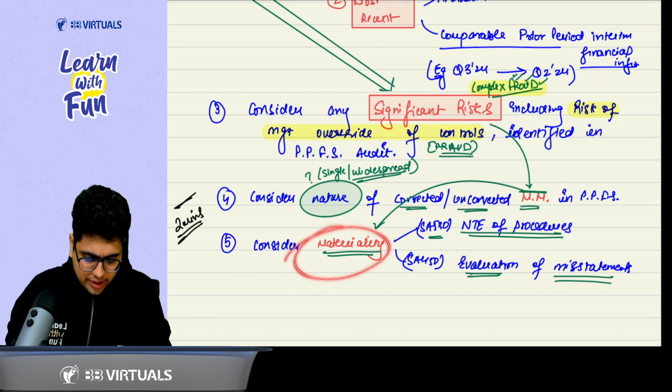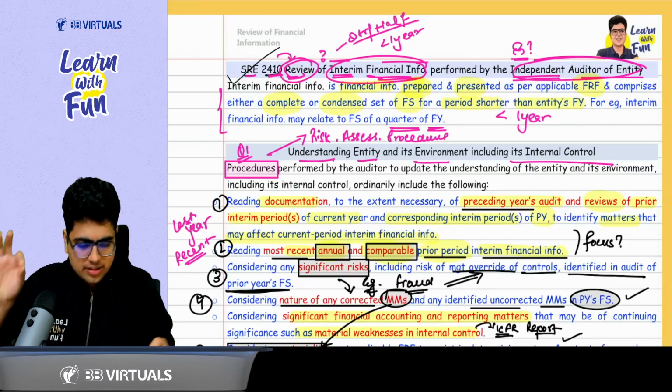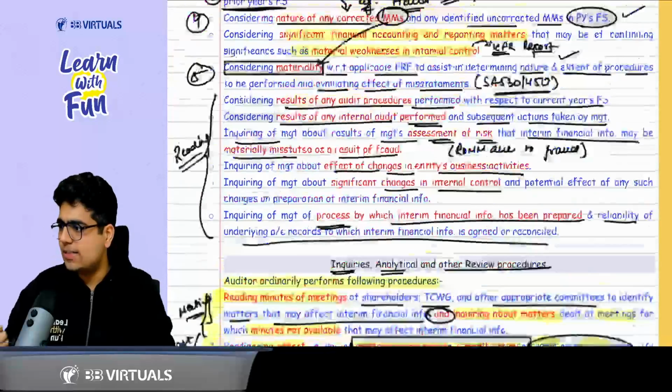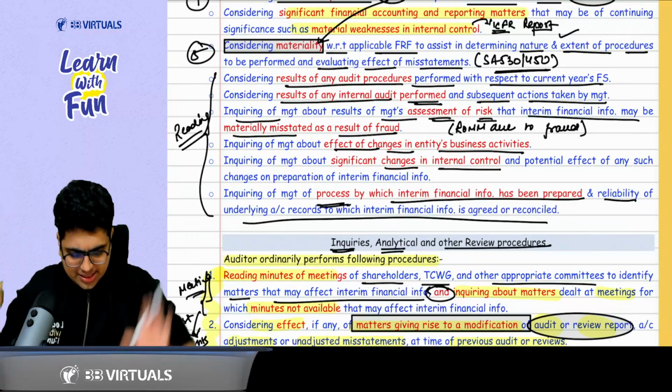So this point is ultra repeated. These 5 points are more than enough. Just read these points, just focus on these points, and the last points which I have left are just for your reading and understanding.